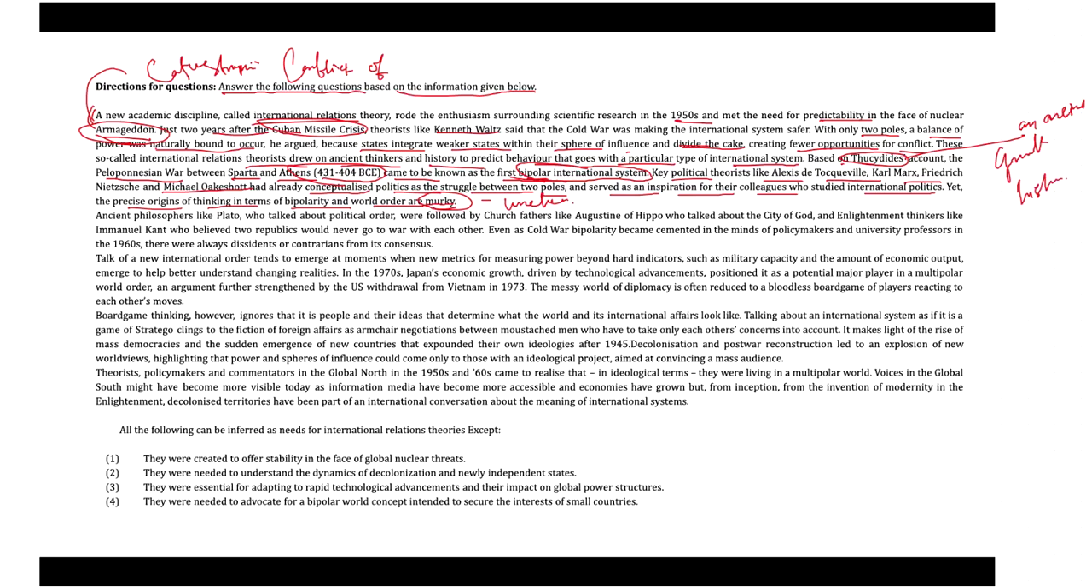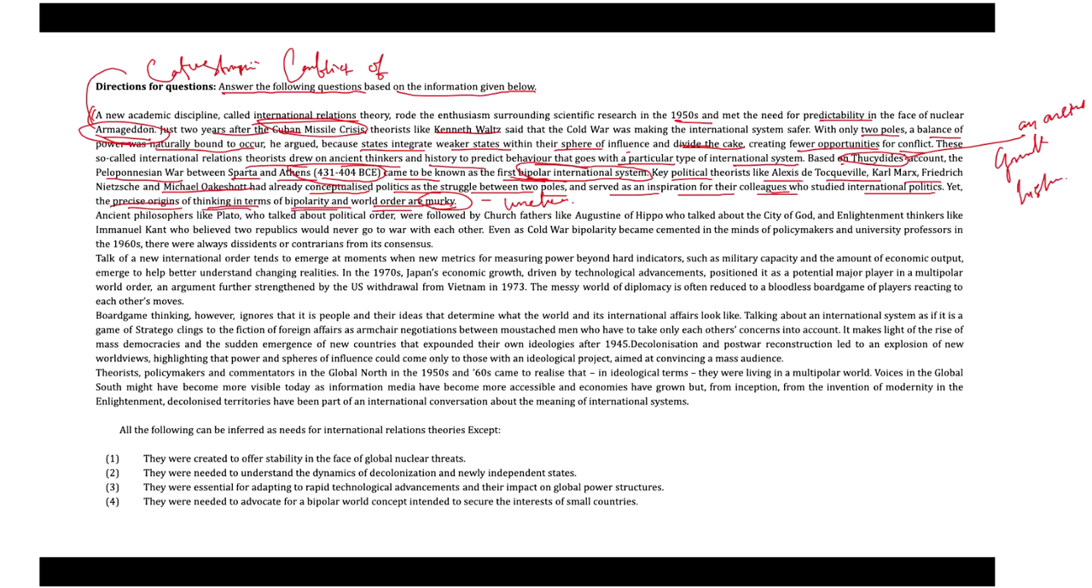Now, similar to that, we also find a couple of political theorists like Tocqueville, Karl Marx, Friedrich Nietzsche, and Michel Oakeshott, isn't it? It is also stated that they served as an inspiration for their colleagues who studied international politics. Yet the precise origins of thinking in terms of bipolarity and world order are not clear.